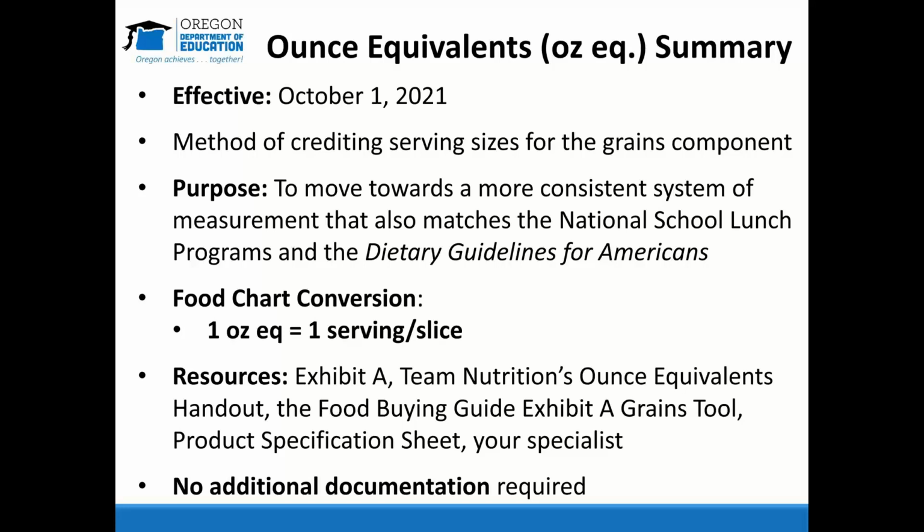There are several different resources available to help you out, and these include the Exhibit A, Team Nutrition's Ounce Equivalent handout, and the Food Buying Guide Exhibit A Grains tool, as well as the product specification sheet if you choose to use it, and your friendly specialist. Know that we are not requiring any additional documentation for ounce equivalents beyond what you already need to have for your combination foods, your whole grain rich items, or your breakfast cereals.